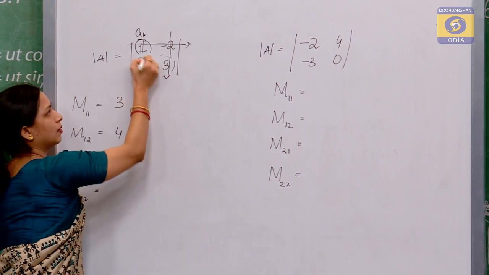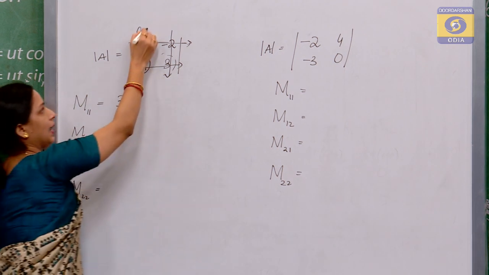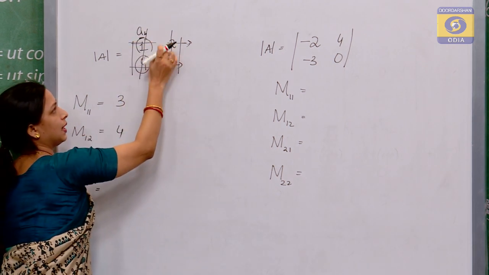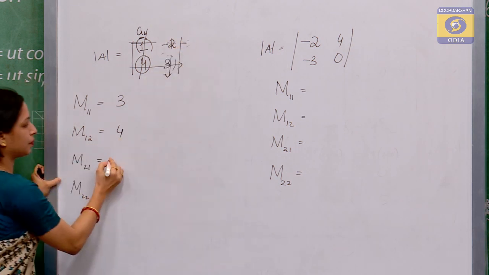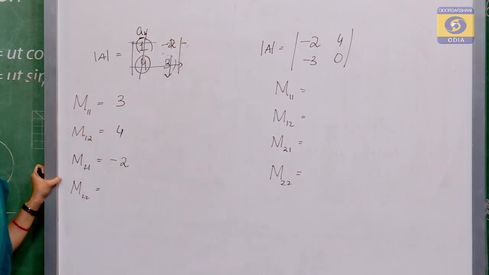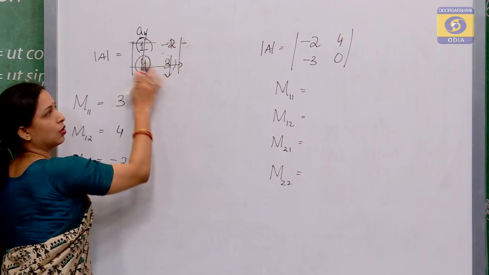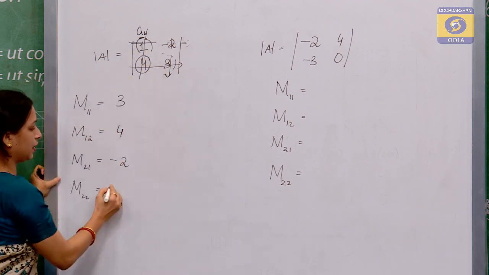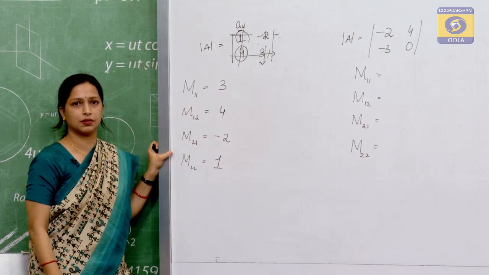That means 4. Now, I delete the row in which 4 exists and the column. So, the resultant is -2. I write -2. Similarly, the last one, 3. So, 3 row and column. The resultant is 1. So, there are 4 elements, there are 4 minors.